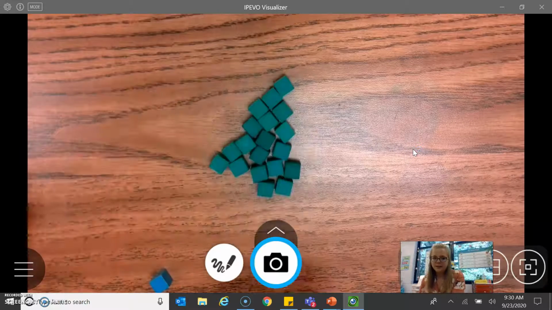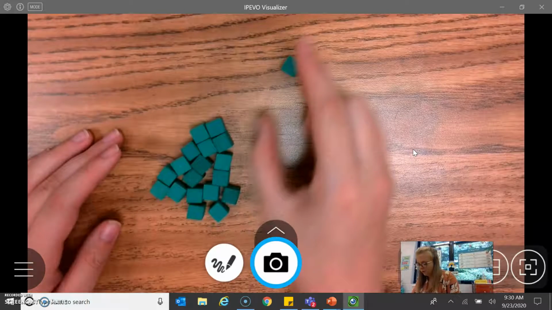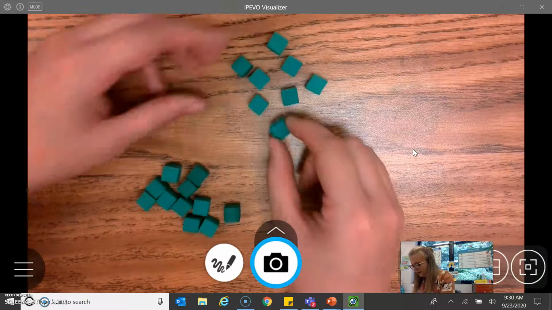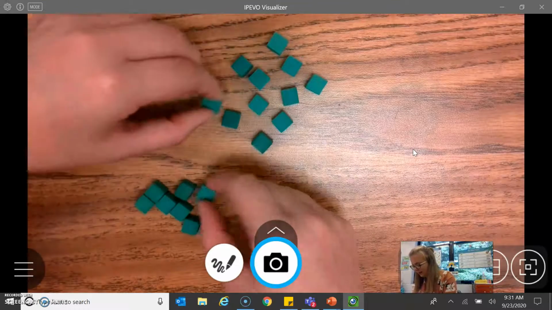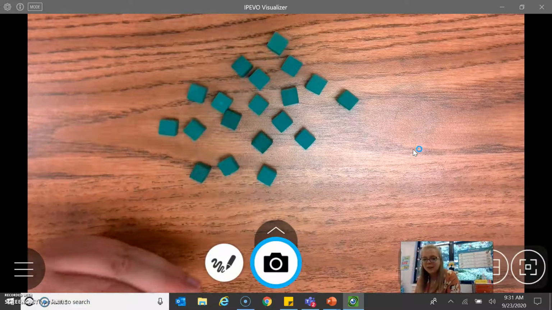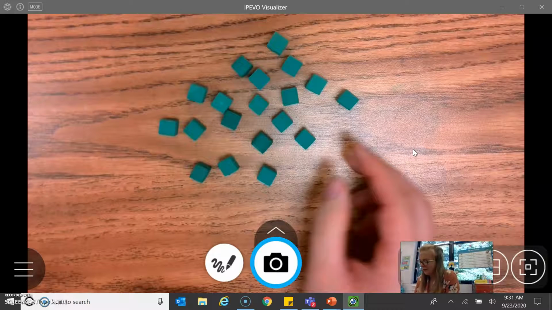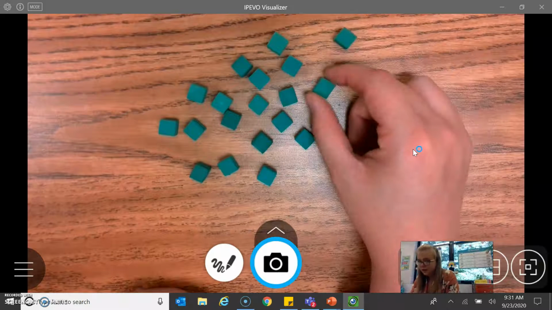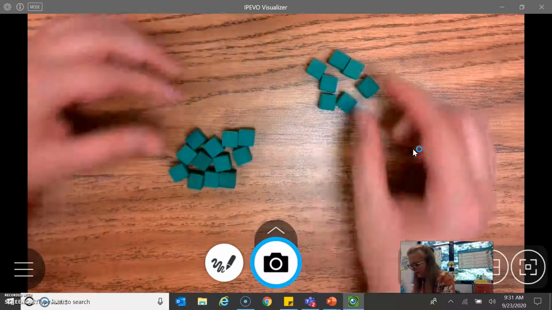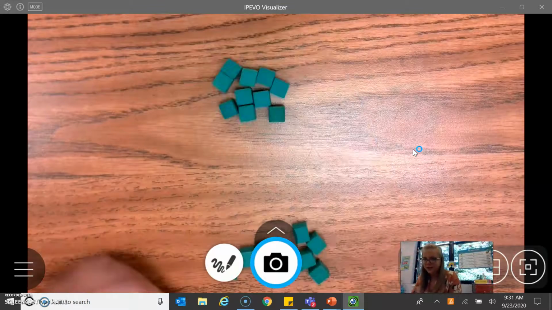Alright, so here I have some ones blocks. Okay, let's count how many I have here. 1, 2, 3, 4, 5, 6, 7, 8, 9, 10, 11, 12, 13, 14, 15, 16, 17, 18, 19 blocks. I want to see if I have a group of 10. So let me see if I can count out a group of 10. 1, 2, 3, 4, 5, 6, 7, 8, 9, 10. Okay, so this is a group of 10 right here.